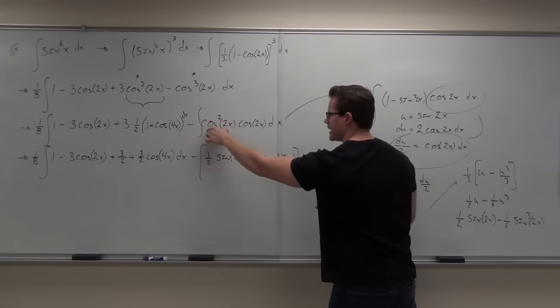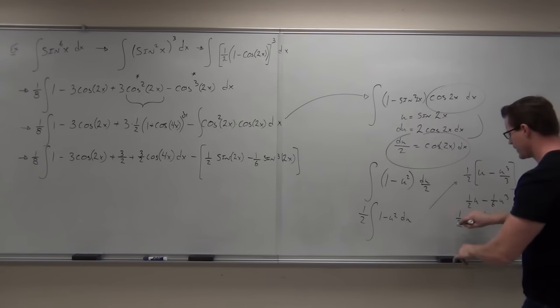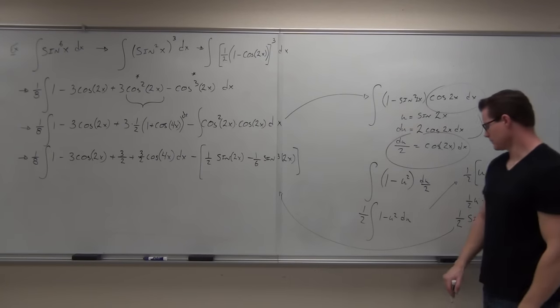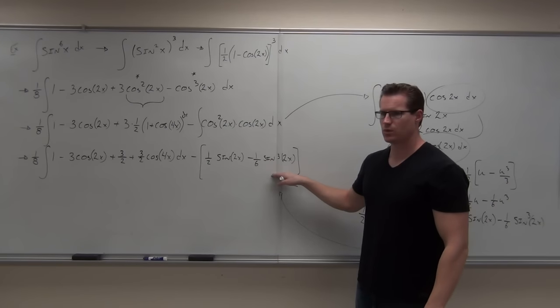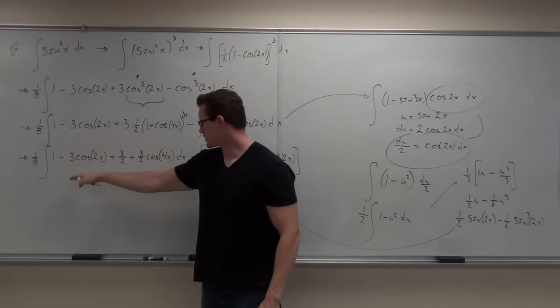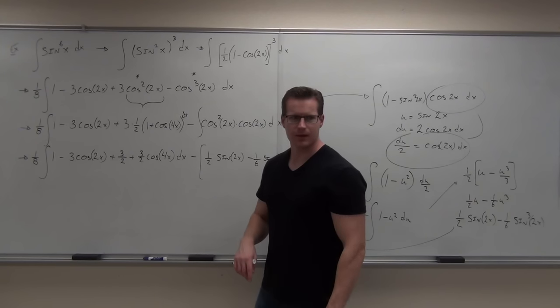So 1 minus sine squared 2x times cosine 2x. Do the integral, then put it right back. We get the same thing. So are we going to integrate this right now? Heck no. Are we going to integrate this stuff right now? Yes. Of course we are. What might you want to do before you start integrating that? Combine all the terms. Yeah, that's right.